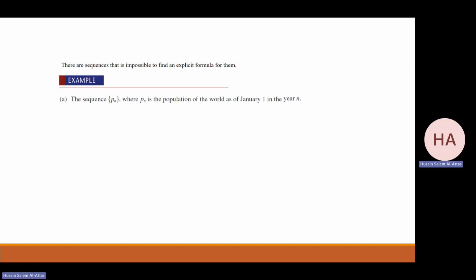Also, there are sequences for which it is impossible to find an explicit formula. If we say, what is the sequence Pn, where Pn is the population of the world on January 1st in the year n. So in the first year, what is the population? Second year? You cannot find an explicit formula. You cannot see a pattern in it.